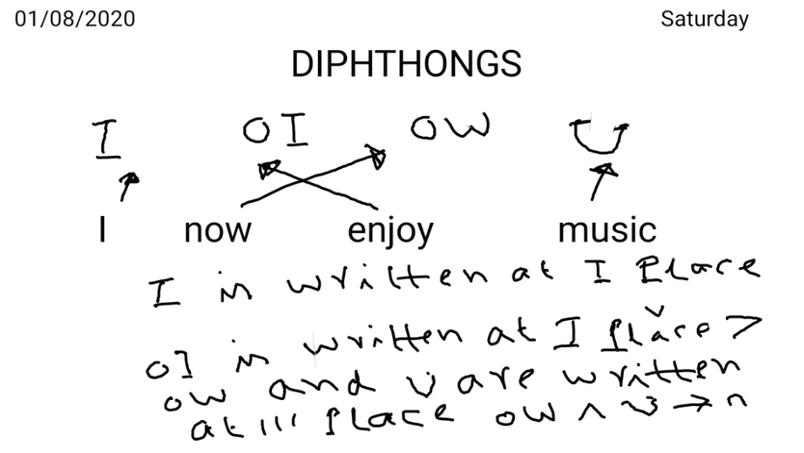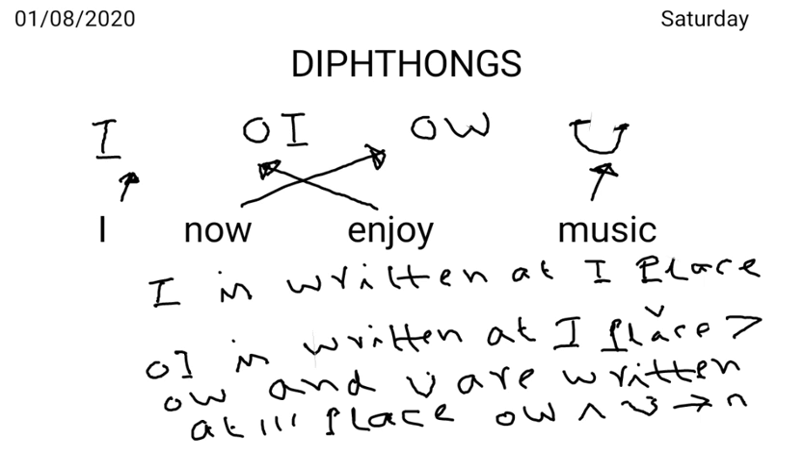They are I, OI, OU, and U. If you remember the following sentence, you can remember these diphthongs: "I now enjoy music." This "I" represents diphthong I. "Now" represents diphthong OU. "Enjoy" represents diphthong OI. "Music" represents the sound of U diphthong.